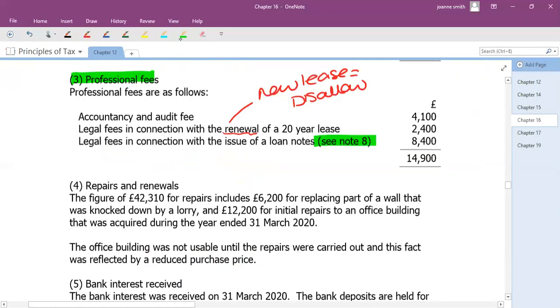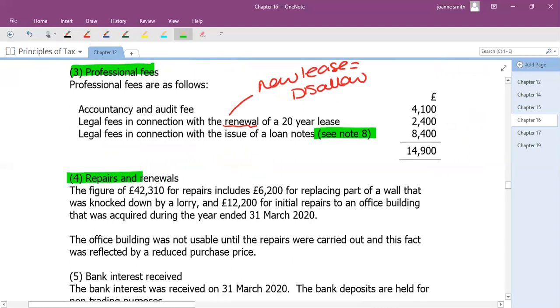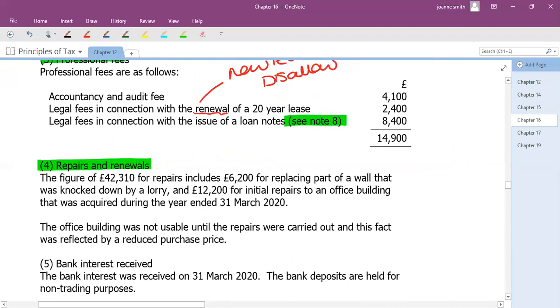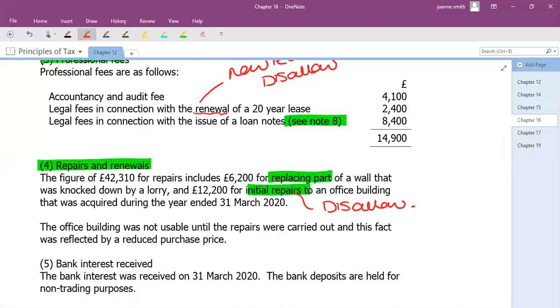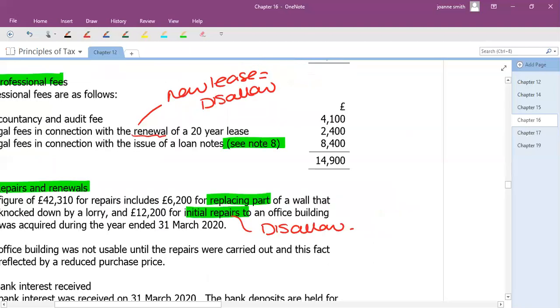Number 4 then, repairs and renewals. So the figure includes 6,200 for replacing part of a wall. Remember, replace, renew, repair, allow. And then it says we've got some initial repairs to an office that was acquired during the year. So that would be disallowed. So if you buy an asset and you need to spend money to get it into working order, when you buy it, the price you pay would have taken that into account. So we can allow the replacement of the wall. What we can't allow is those initial repairs. They're classed as capital.